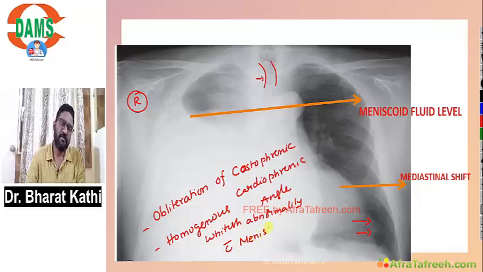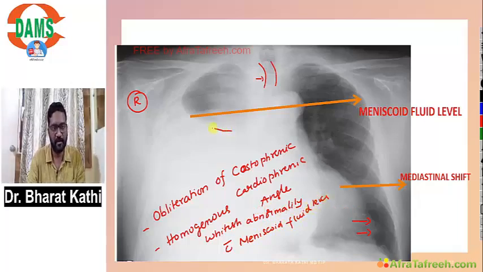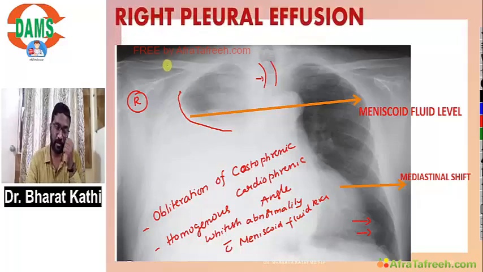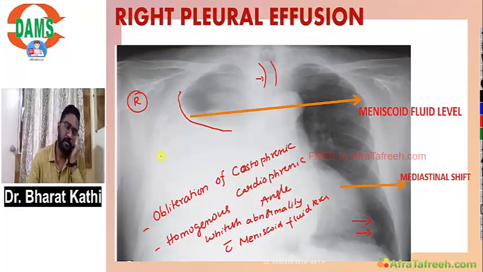meniscoid fluid level high up into the axilla. So this is a right pushing lesion. So this is right pleural effusion. Now the examiner will ask you the next question: why is it not a right-sided collapse?